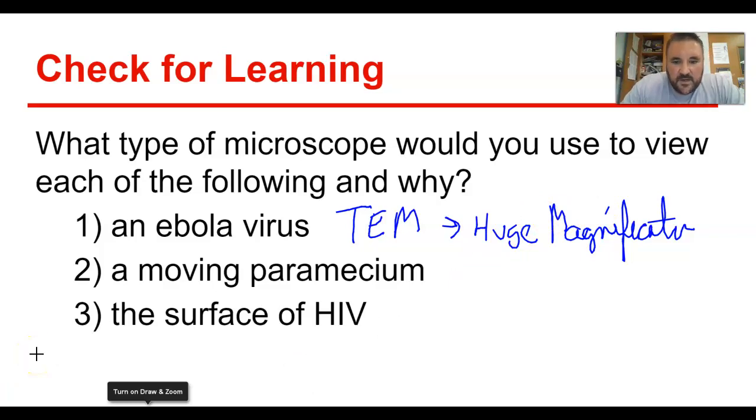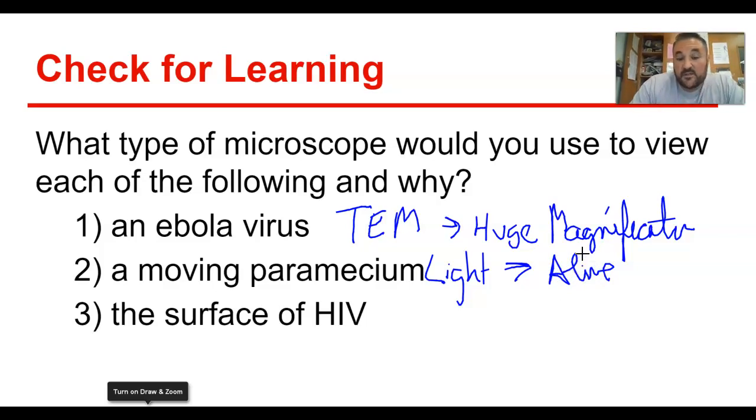for a moving paramecium to be moving, it has to be alive. The only microscope that allows us to look at living things is a light microscope. The reason it allows it to be alive is that it doesn't have to coat them with metal or put them in a vacuum. So we're going to say that they're alive.